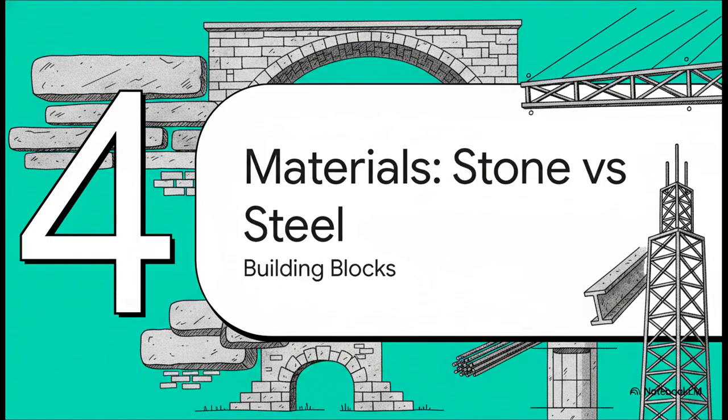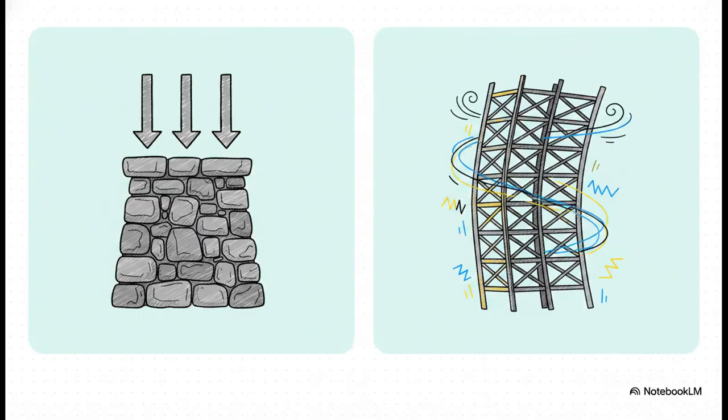Section 4. Materials, stone versus steel, building blocks. Once we've surveyed the land, we have to actually choose what we're going to build with. I want you to notice the transition here from traditional to modern building methods. Traditional stones, which are derived from igneous or sedimentary rocks, are excellent for static, heavy, compressive loads. Think foundations and massive bridge piers, mainly because of their incredible compressive strength.